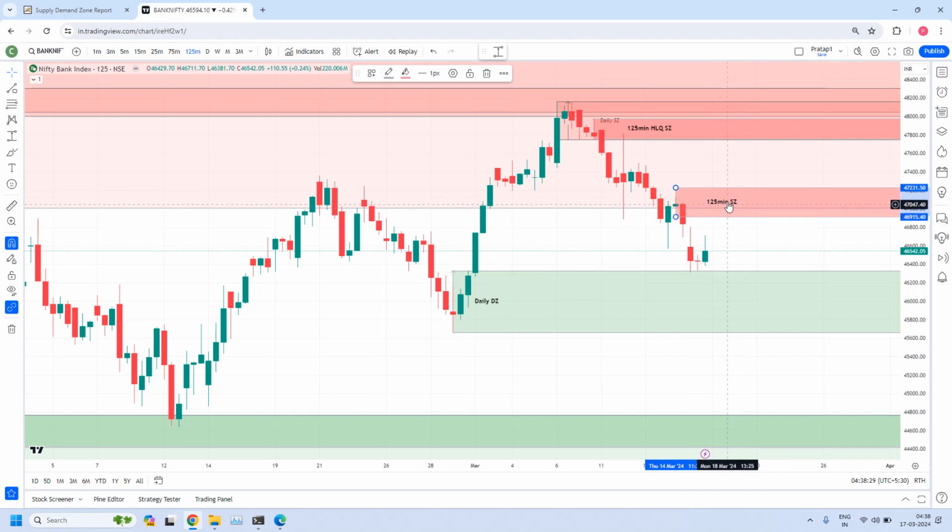For that reference, it will be helpful. Because inside a zone, if you have a higher time frame high liquidity zone and a lower time frame zone, then this is a good area. For finding our support and resistance, it will be helpful. That's why I am marking this. This is the immediate supply zone.